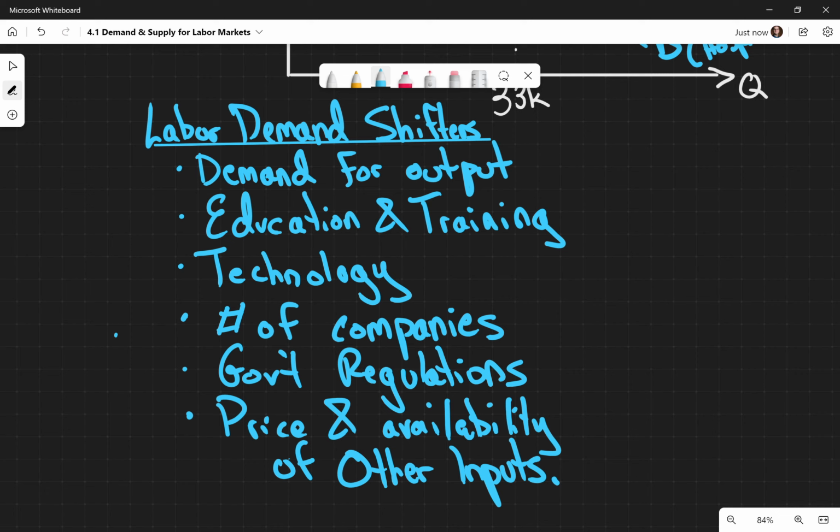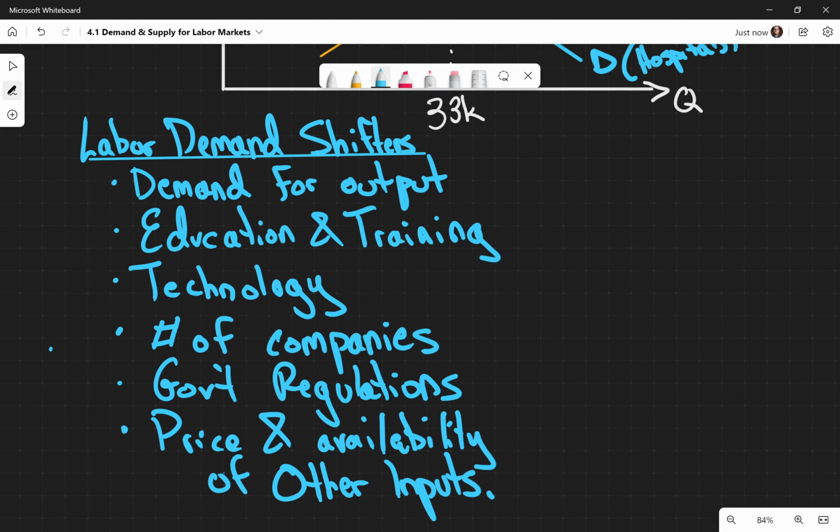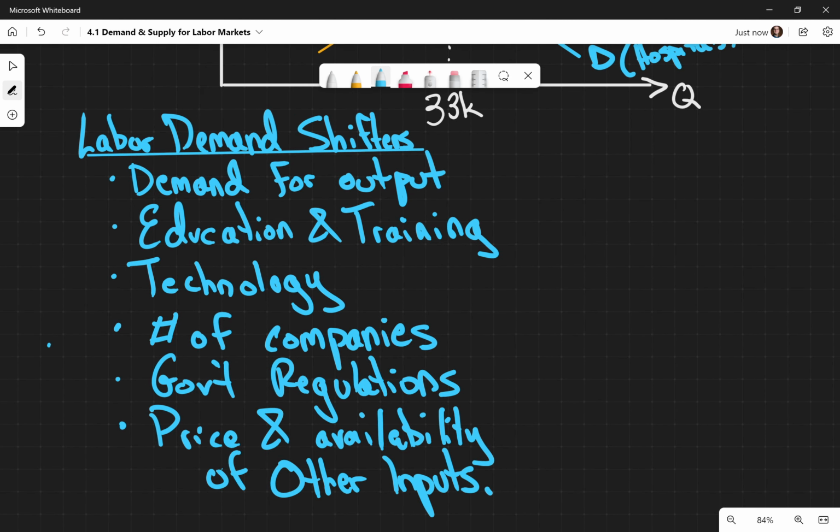So the price and availability of other inputs are going to determine the relative demand of labor, if you are substitutable by just some sort of market transaction. It's obviously going to be easier. It's going to be better for the firm in the long run. All right, let's talk quickly about labor supply shifters, and then we'll do our Kahoot.